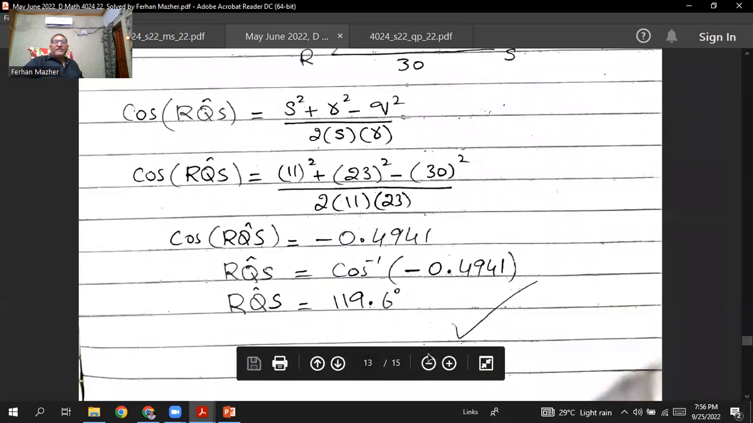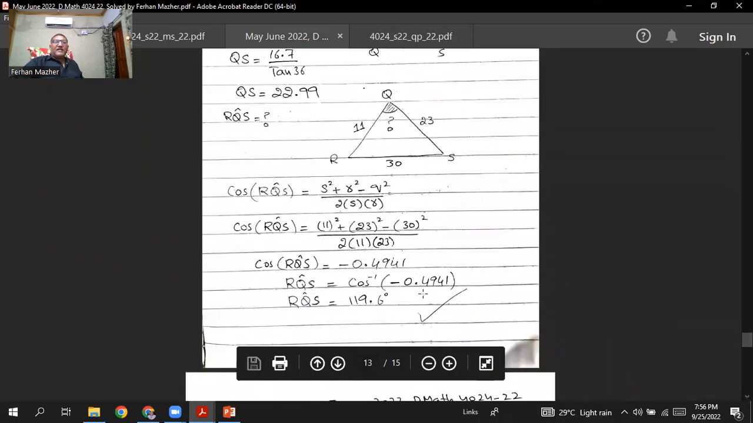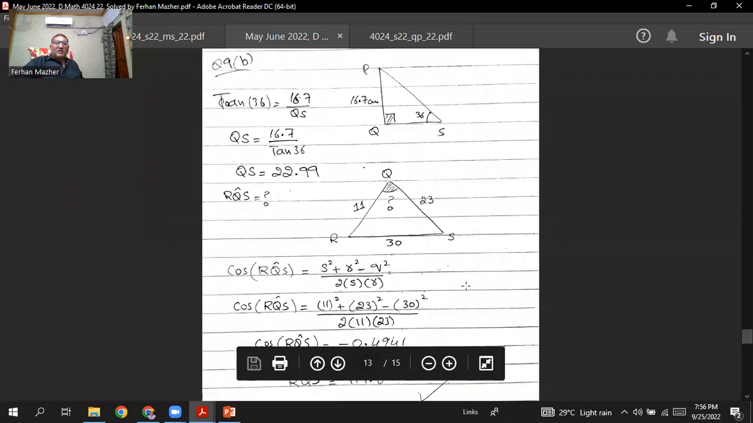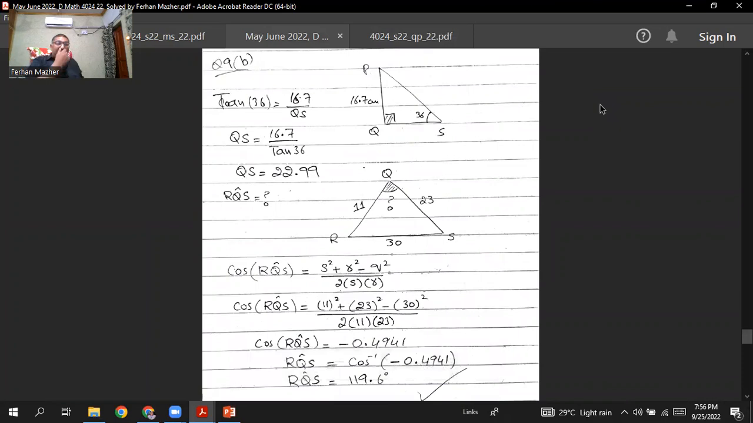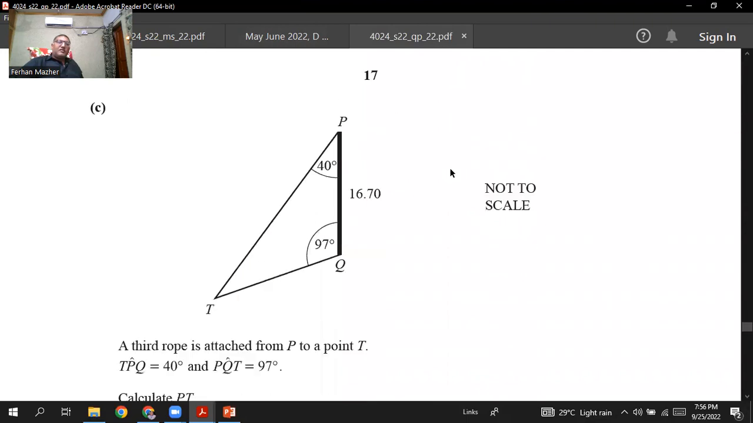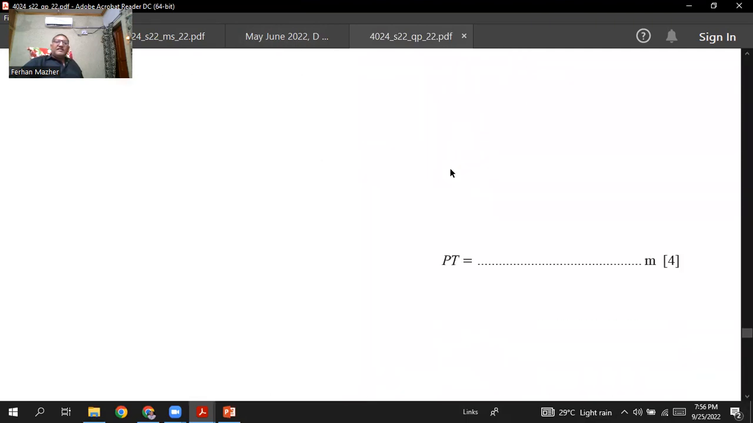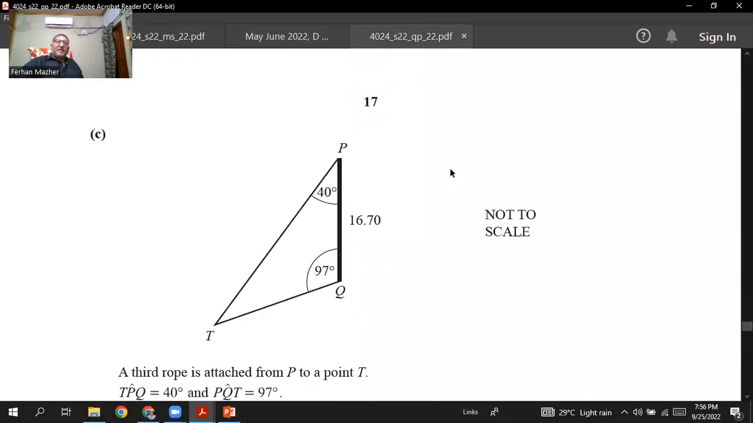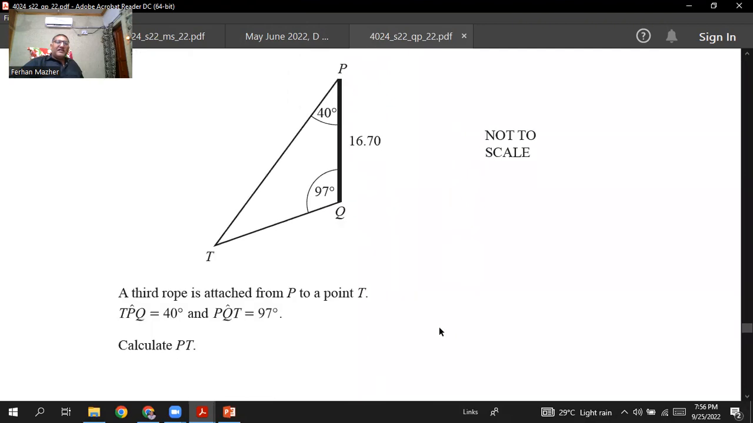So let me reduce the size so you can see the whole thing together. This question number 9 is the B part. The whole part is showing up on your screen. I hope you understand. Now this is a 4-mark question. It's the C part of question number 9.